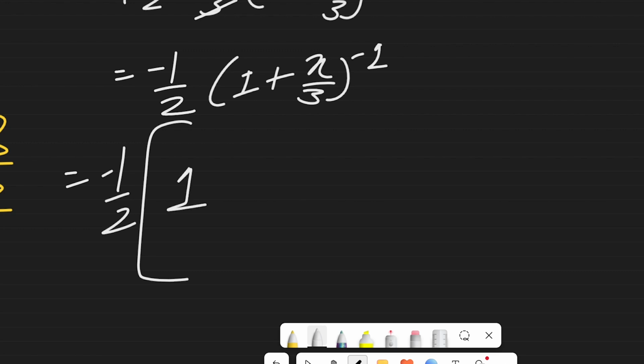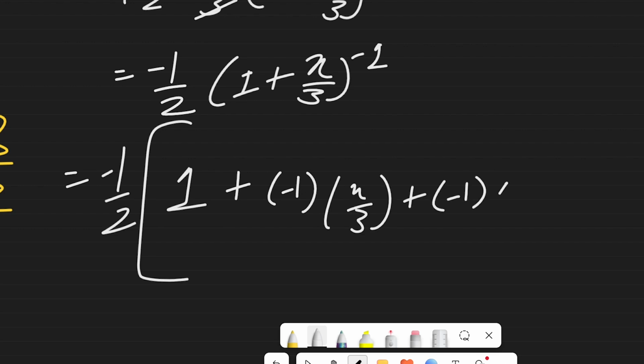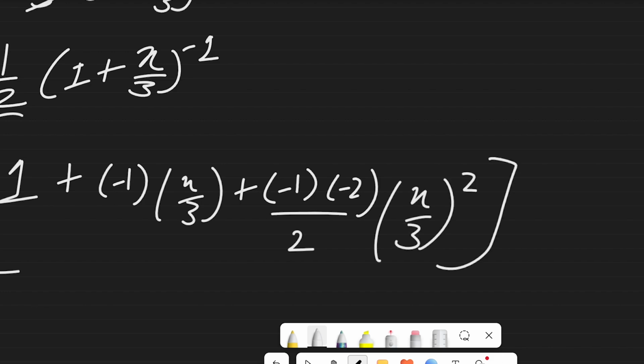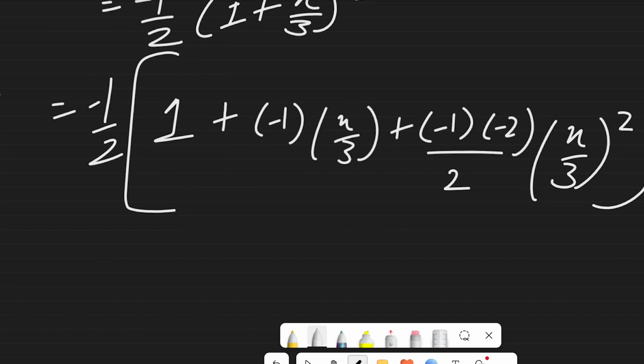Okay, first of all it would be 1, and it would be minus 1 times x over 3. Okay, and the next step it would be minus 1 times minus 2 over 2 factorial, which is 2, and we would have x over 3 whole squared. Okay, so this is our expansion. We need to only read up till the square term.